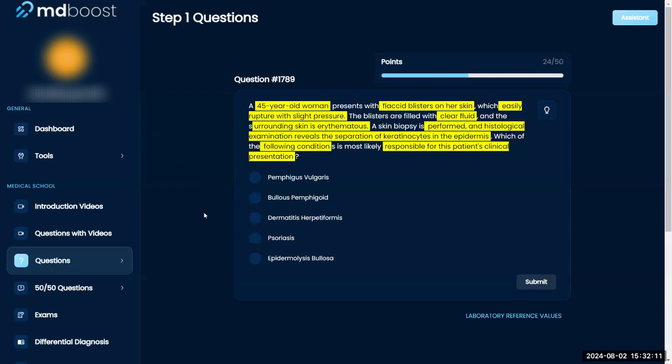Flaccid blisters on her skin. Clear fluid. I mean, dermatitis herpetiformis makes sense because they're herpes-like. I'm trying to think of what disease that goes with. Dermatitis herpetiformis, I can't think of it. But yeah, I think I would go with that. I mean, they're not bullous, are they? Yeah, I mean, if it's just those keratinocytes in the epidermis.